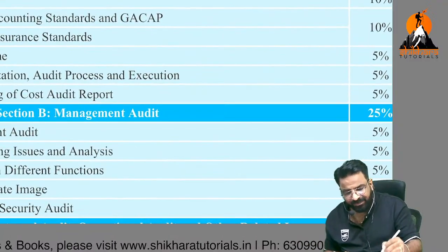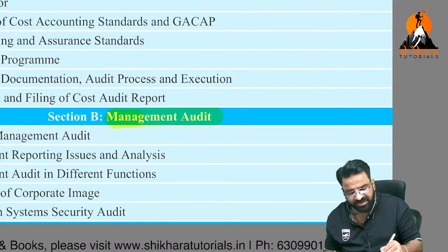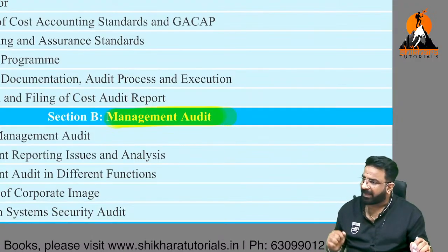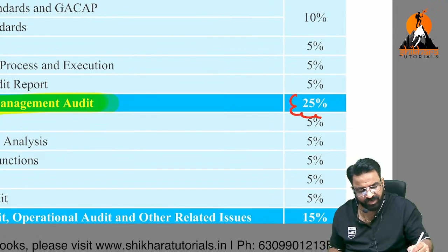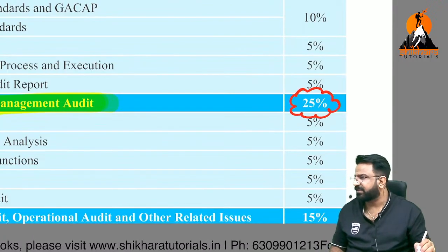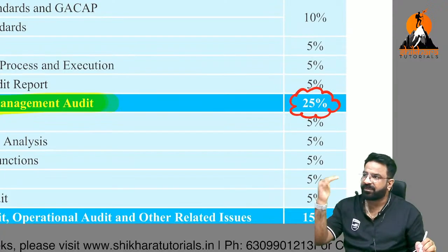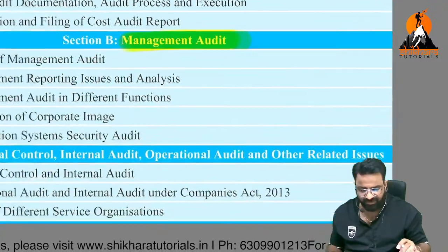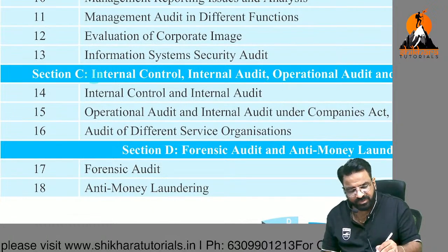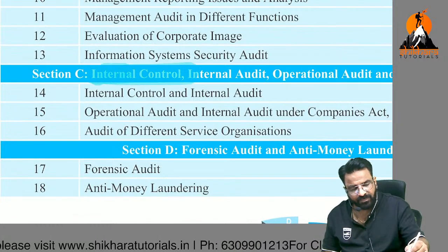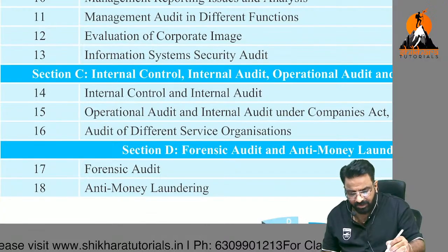Then the second part is Management Audit. Management audit is going to come in your examination for 25 marks. So 50 plus 25 makes it 75 marks. Then we have a third topic. The name of the topic is Internal Control.